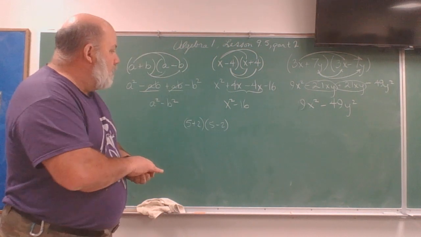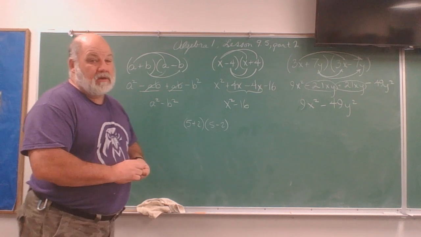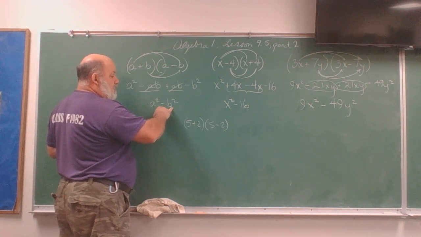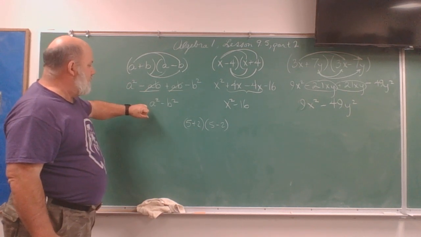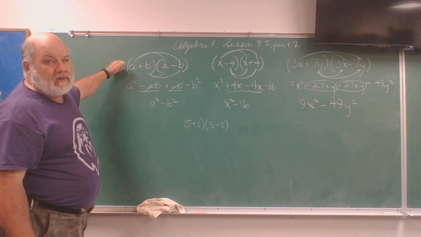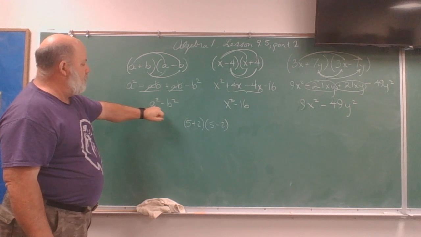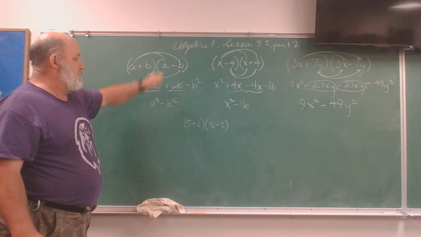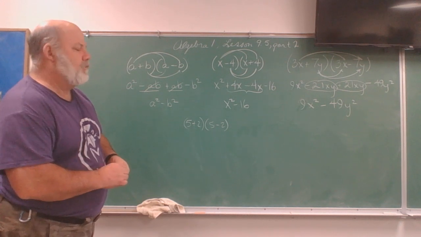Okay? There's also another theorem that we're not going to get into right now, but it says that anytime you have a number squared minus a number squared and they're asked to factor it, it will always factor into these conjugates. The square root of the first one plus the square root of the second one times the square root of the first one minus the square root of the second one. That's for another day. Okay?